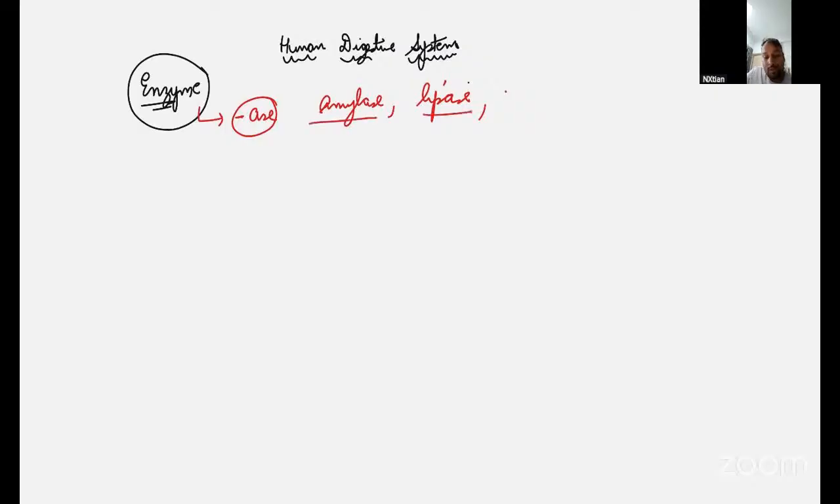Enzyme. Now, what are enzymes? First of all, how will you find out that it's an enzyme or not? If "ase" is coming at the end of the word, like for example amylase, lipase, then they are mostly enzymes. Now, what is the role of enzymes?